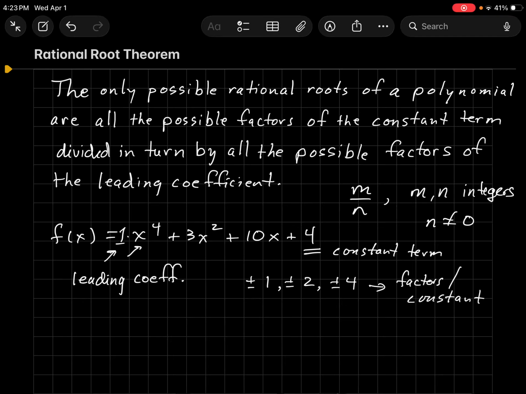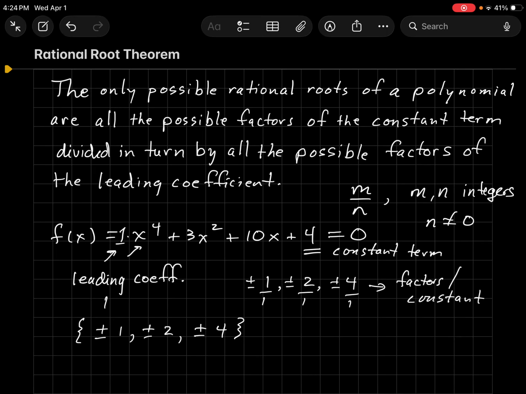What are the factors of the leading coefficient? Well, it's only 1. If the leading coefficient is 1, then the factors are only 1. Now, I don't need to do plus or minus. I already counted for it. So technically, I should divide all of these by 1, which means the possible rational roots are plus or minus 1, plus or minus 2, or plus or minus 4. If there are any rational solutions to this equation, f of x equals 0, it will be found in here.